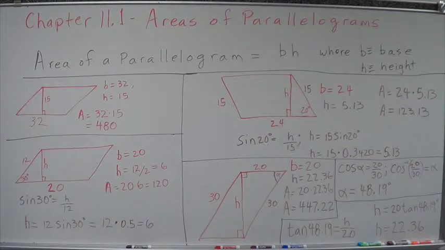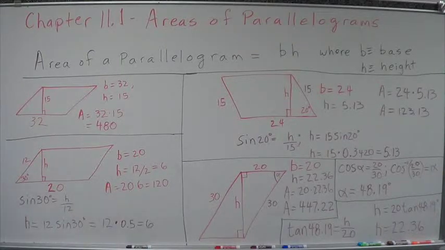Alright, let's look at some examples of areas of parallelograms. Remember, the area of a parallelogram is base times height, B times H, where B is the base, H is the height. The height is the perpendicular height between the two bases that you choose. Which base can you choose? You can choose any side you want to be the base. The height is the perpendicular distance between that base and its opposite parallel side.